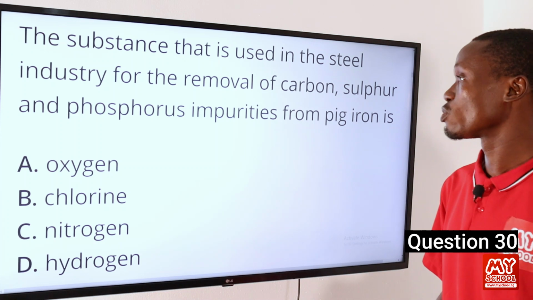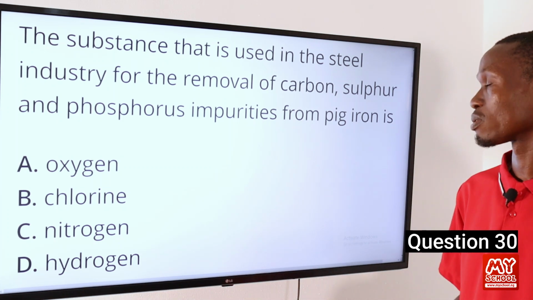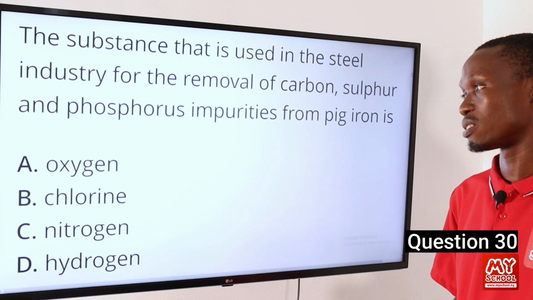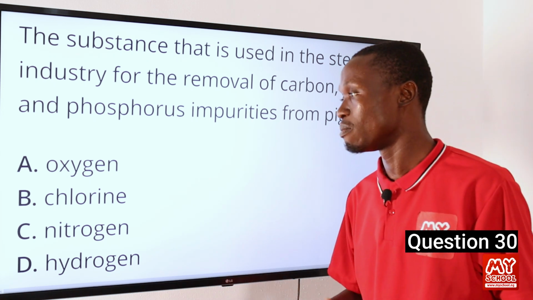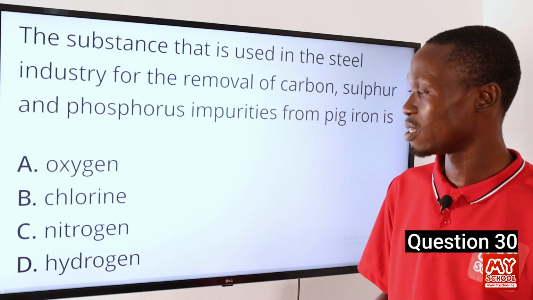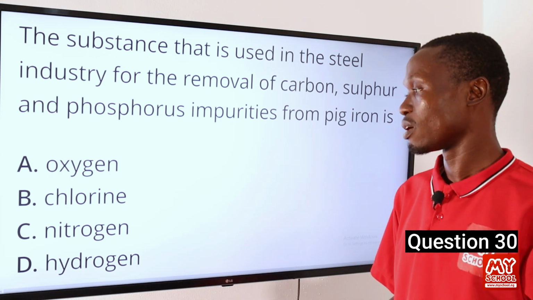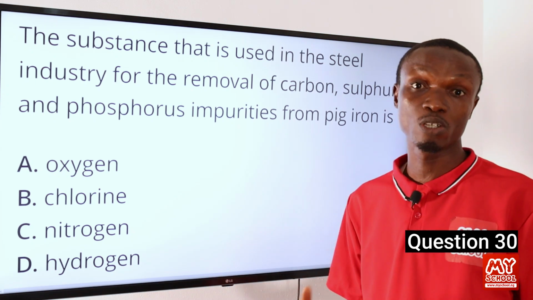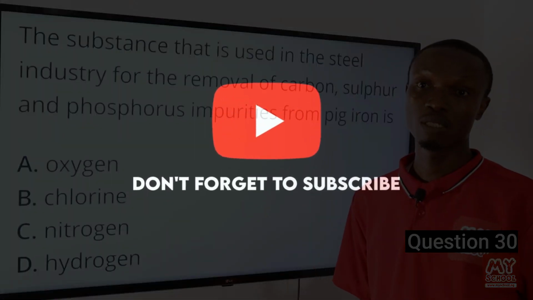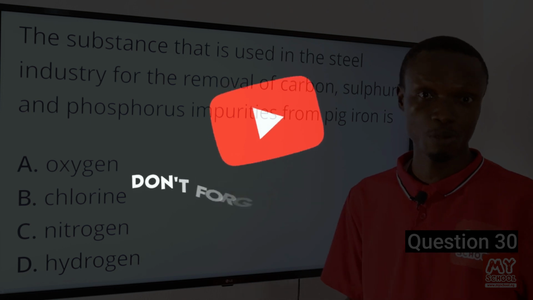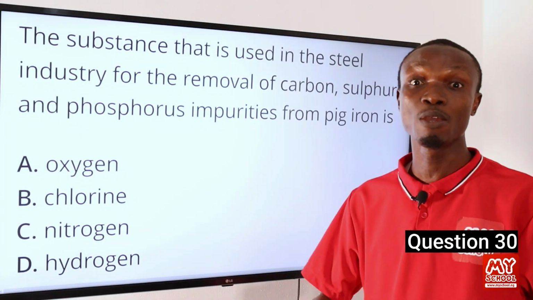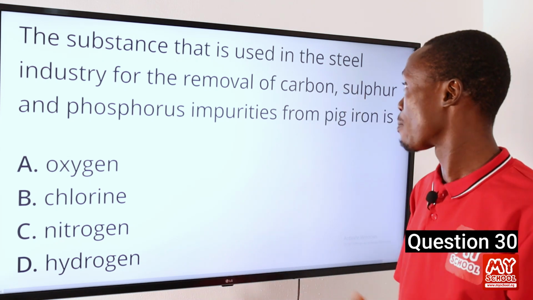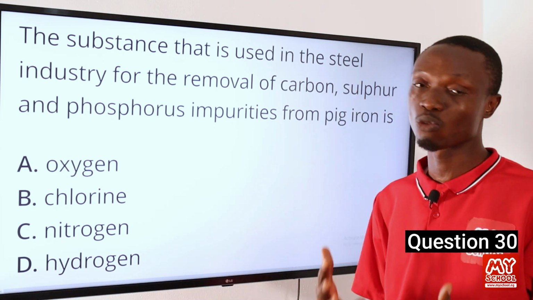Question 30. The substance that is used in the steel industry for the removal of carbon, sulfur, and phosphorus impurities from pig iron is dash. A, we have oxygen; B, we have chlorine; C, nitrogen; and D, hydrogen. When we say pig iron, we're actually referring to an iron with a high amount of impurity, or in essence, impure iron. The impurities that are present are carbon, sulfur, and phosphorus. So how do we remove them?